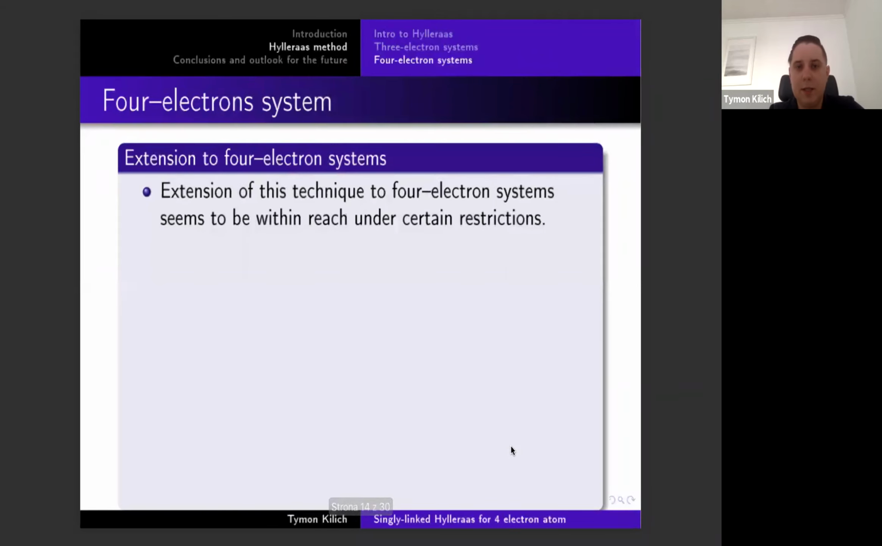So about the extensions to the 4-electron systems. Extensions of this technique can be applied, but within certain restrictions. The integral would actually be 12-dimensional. In the general case, the solution is not known. So we have to impose certain restrictions in order to be able to calculate these integrals.